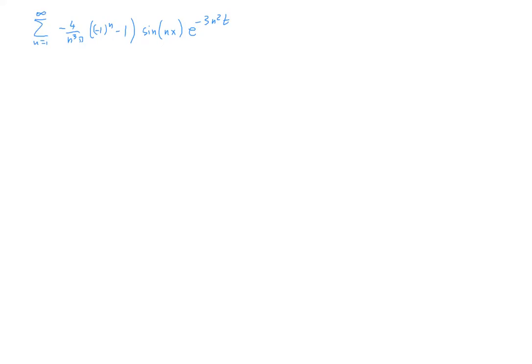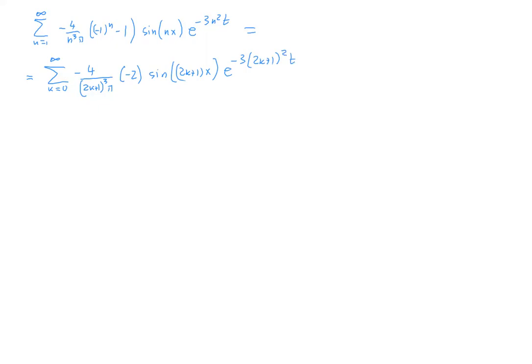So let me write these numbers as 2k plus 1, where k is going to run from 0 to infinity. So minus 4 over (2k plus 1) to the third times pi. And this number, (-1) to the n, becomes what? Since you have an odd number, it's -1. -1 minus 1, that becomes a -2. And then you have sine of (2k plus 1) times x, and then e to the -3 (2k plus 1) squared times t.